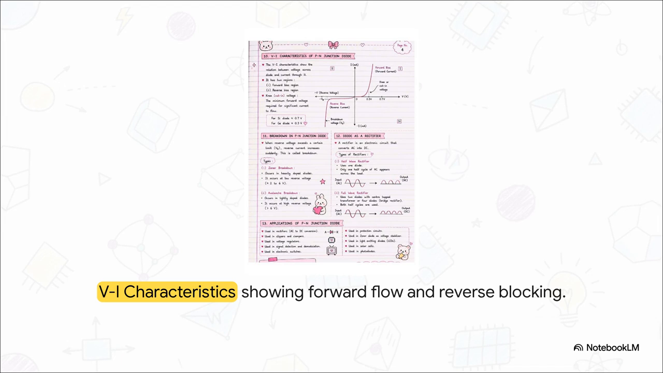Think about how the current reacts. In the forward bias region, you increase the voltage just a little bit, and then boom, the forward current absolutely skyrockets upwards. But in reverse bias, you can increase that reverse voltage quite a bit, and the reverse current essentially flatlines. Only a tiny, negligible trickle gets through. The valve is shut completely tight.